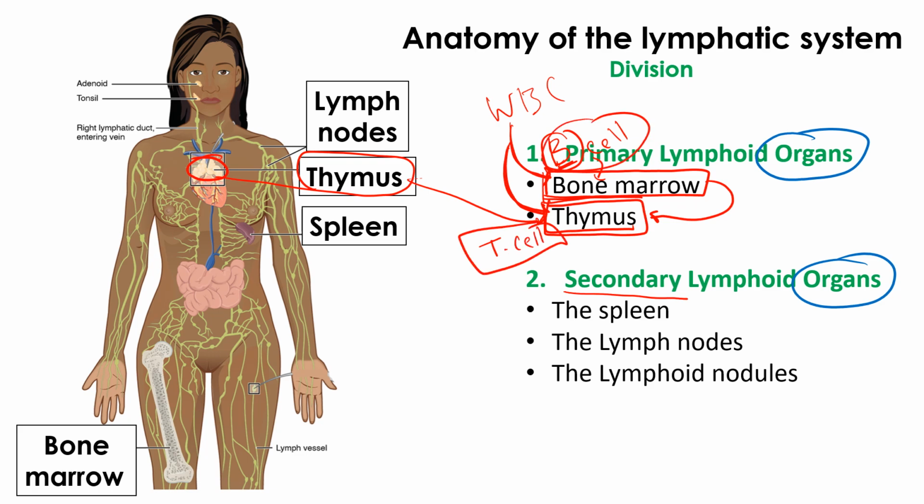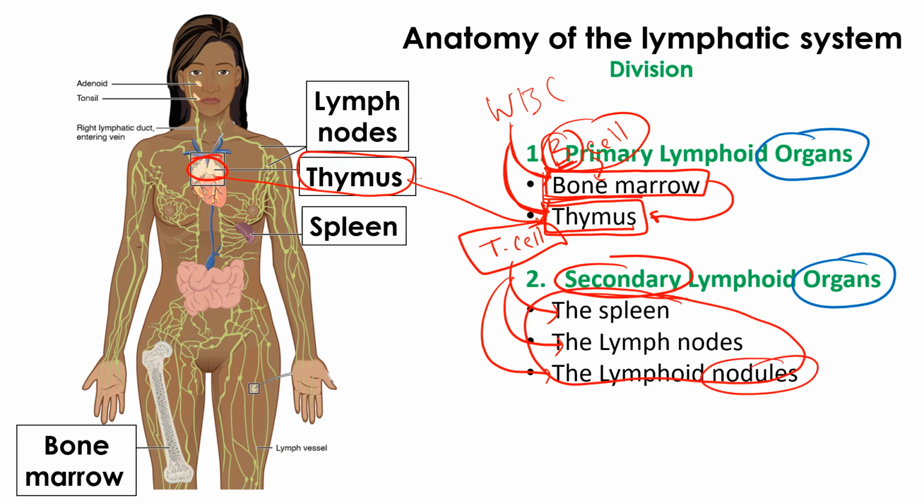The workplace, the place where they go to fight bacteria, is not the bone marrow and is not the thymus. It is the secondary organs. So some of these B cells and T cells are going to go to the spleen, to the lymph nodes, and to the lymph nodules, and that's the place where you can find those mature B and T cells.